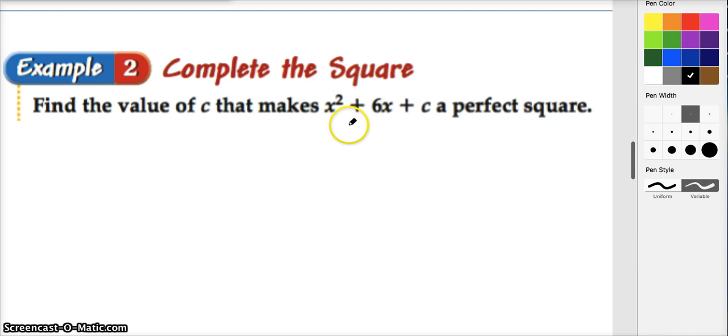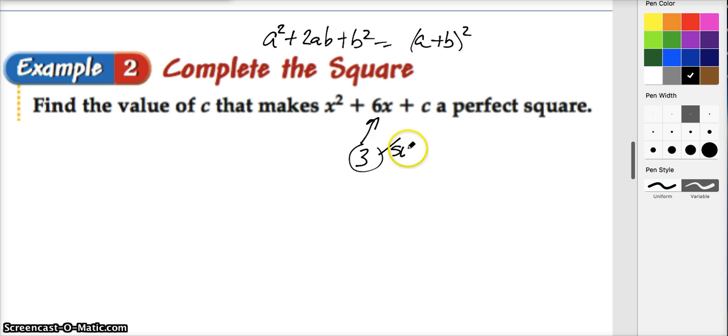I like this. This is kind of fun for me. So you remember perfect square trinomials. We had a squared plus 2ab plus b squared, and we knew for sure we would factor that a plus b quantity squared. Well, we want to find a c such that we have a perfect square trinomial. Here's how we do it. We take the b term and we cut it in half. Half of 6, the coefficient of the b term, is going to be 3, and then we take that term and we square it.